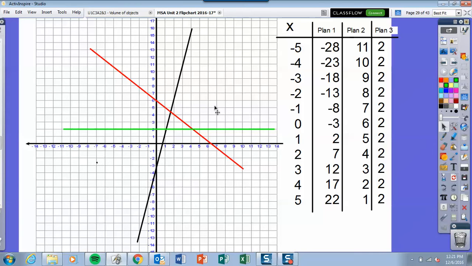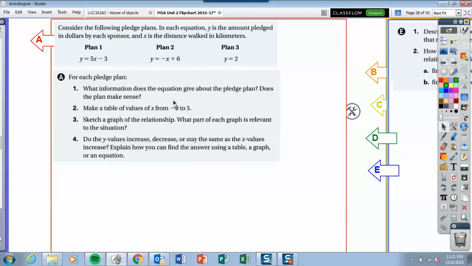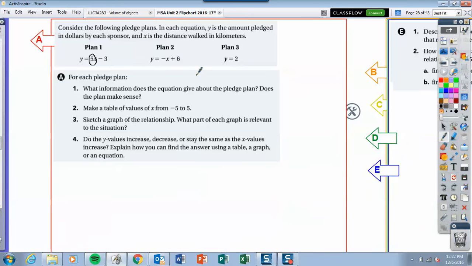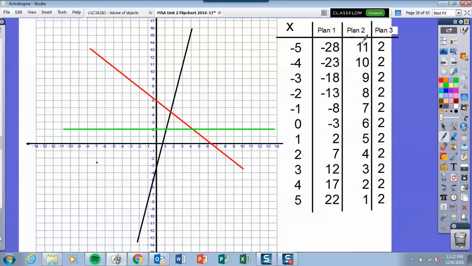Now we can see this in the equation as well by looking at that unit rate. Because this constant rate right here is a positive, then plan 1 is going to be going in a positive direction. The y values are increasing as the x values are increasing. Because this one over here is a negative, then we're going to see that my y values are decreasing as x is increasing.